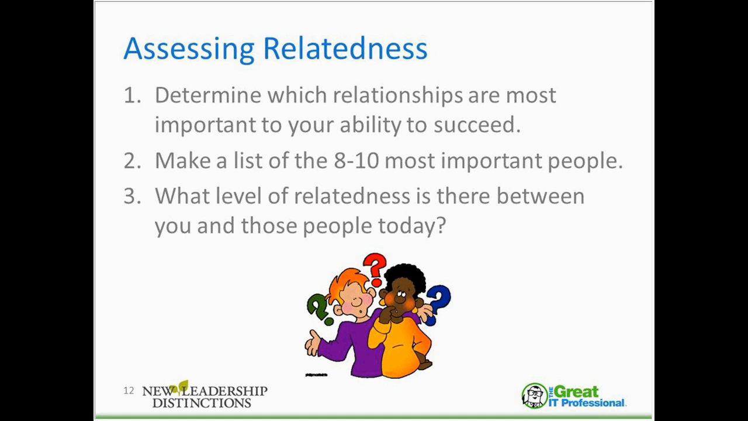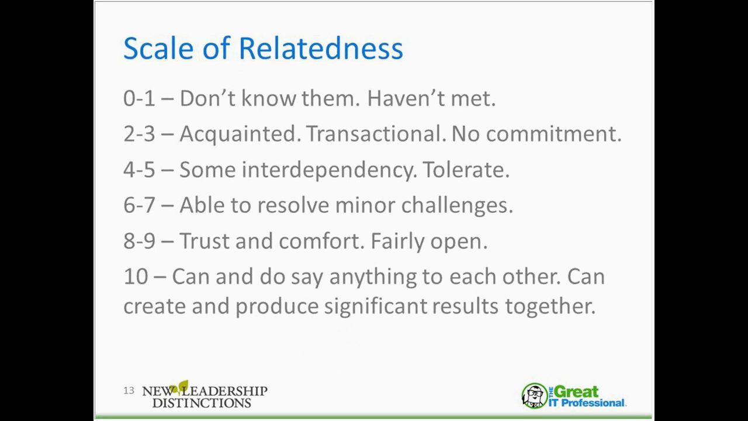So we're going to look at that, and we're going to look at, so what is the level of relatedness that you have between yourself and those individuals today? Okay? And we're going to use a process, a scale, to rate the level of relatedness. So here's the scale. 1 to 10, 0 to 10, really. So at level 0 and 1, we don't know each other. We haven't met. I might know who you are, but we really don't have any relationship yet.